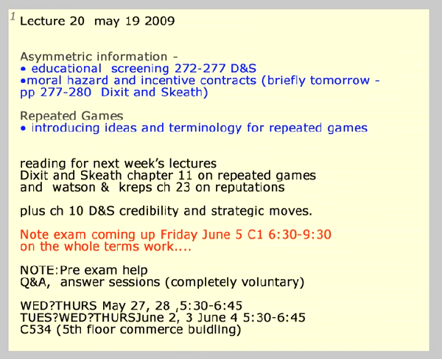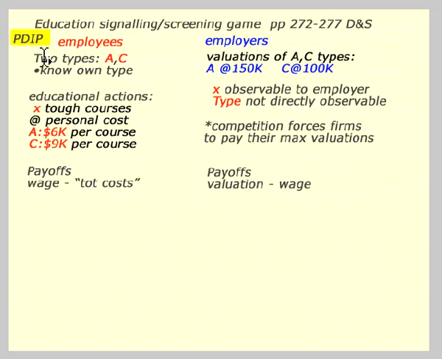So let's have a look at this educational screening example that's in Dixon and Skeath, and we're just going to follow along from what the text does. Up here on the left is this PDIP, okay? This is always what we bring to these strategic interaction situations. Who are the players? What can they do? What's their information? And what are their payoffs?